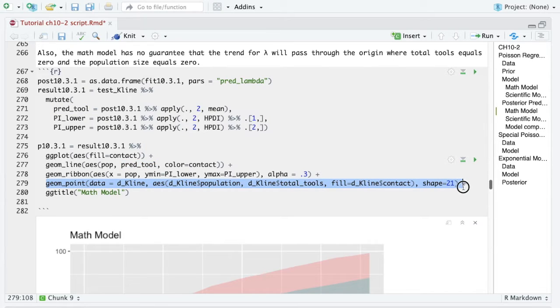However, if we want to plot the training data also on this graph, we need to set another data. The length for training data and the length for testing data are different, so we need to assign the data here again in the geom_point function, and the aesthetic function here also needs to be updated, and the fill aesthetic here needs to be reassigned, because the aesthetic we assign in the ggplot function is using the column of result 10.3.1, so the length didn't match the data here.